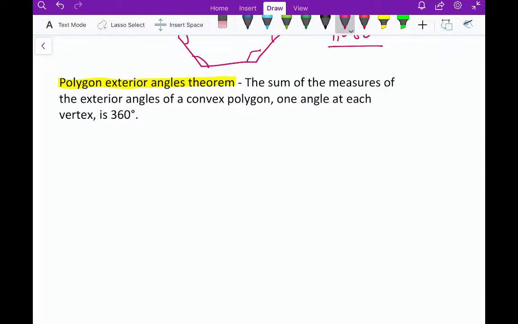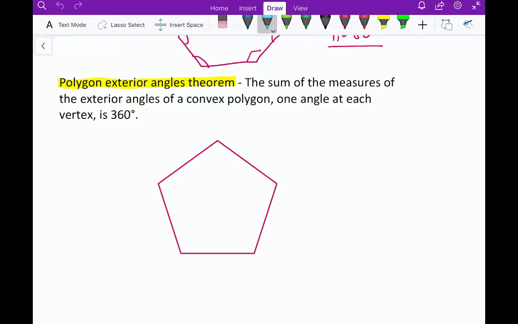The exterior angles theorem says that the sum of the measures of the exterior angles of a convex polygon, where there's one angle at each vertex, is 360 degrees. So I'm going to draw a pentagon. All right, so this is a 5-sided figure, and I'm going to show you what the exterior angles are.